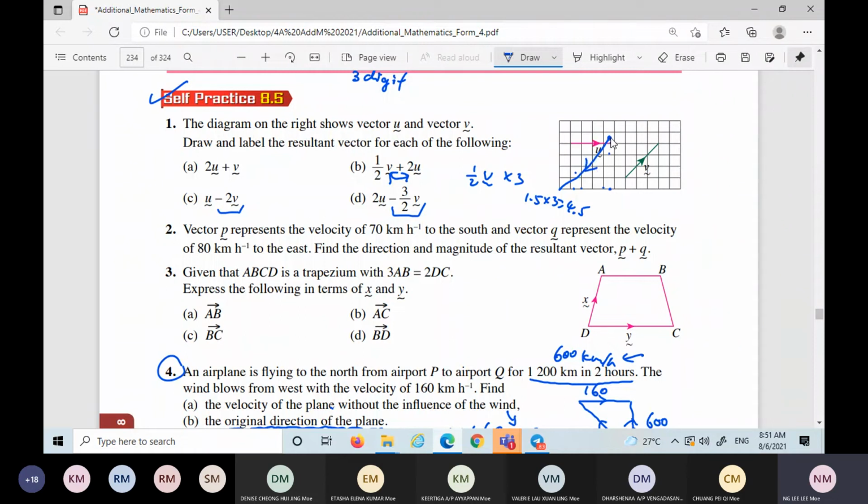This one will be your starting. This one will be your ending. Then continue with your 8 units, because 2u is the 8 units. But it's this way, 8 units. Try to do lah. So this exercise you need to do. Wait for a while.